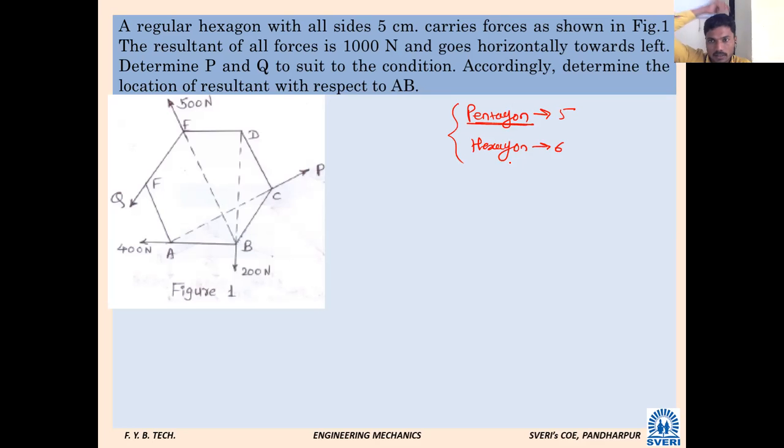A hexagon is given whose side is 5 centimeter. Different forces are acting. Force Q. The force system has a resultant of all forces of 100 Newton, and it goes horizontally towards left. Determine P and Q to suit the condition, and accordingly determine the location of the resultant with respect to AB.